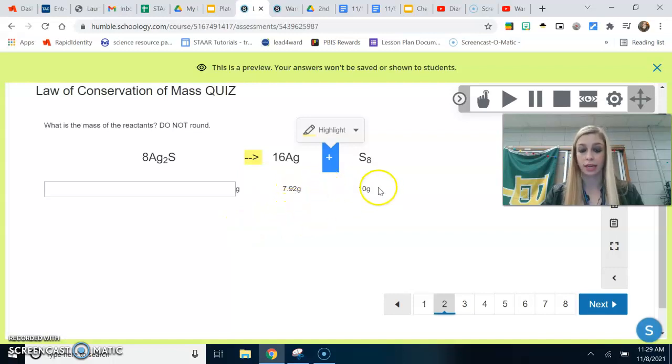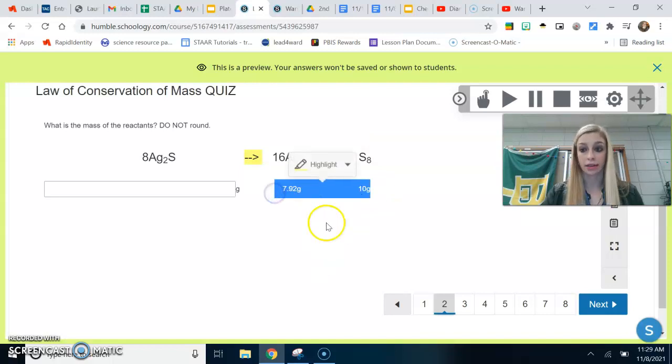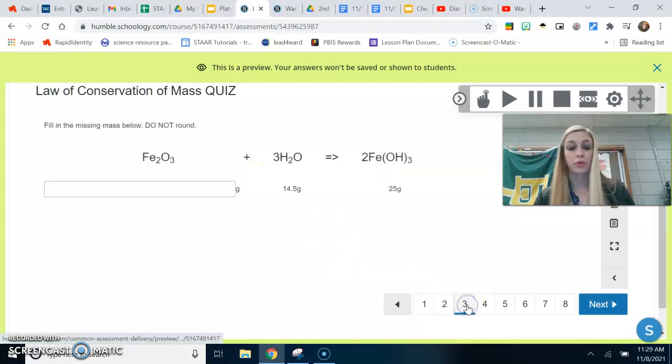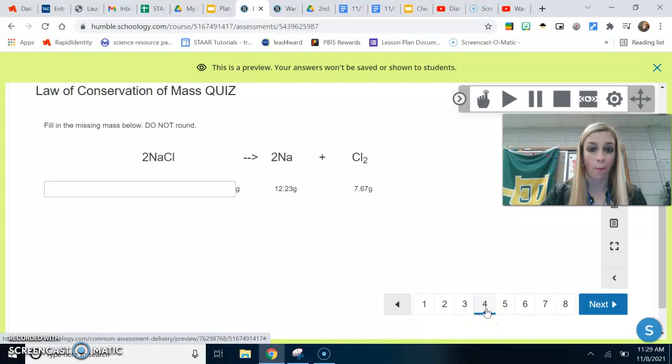7.92 plus 10. So if you are lost right now on your whiteboard, write X equals 7.92 plus 10. Then solve. Yes, all you are doing is adding. Let's go to one that is a little different.